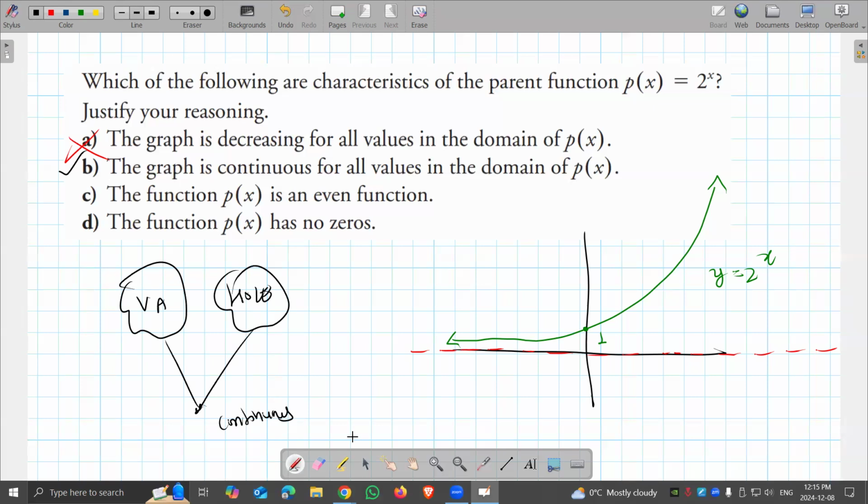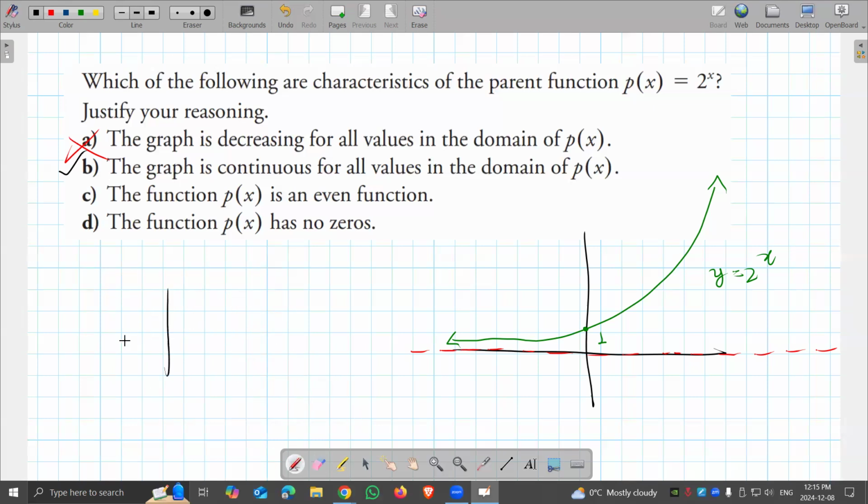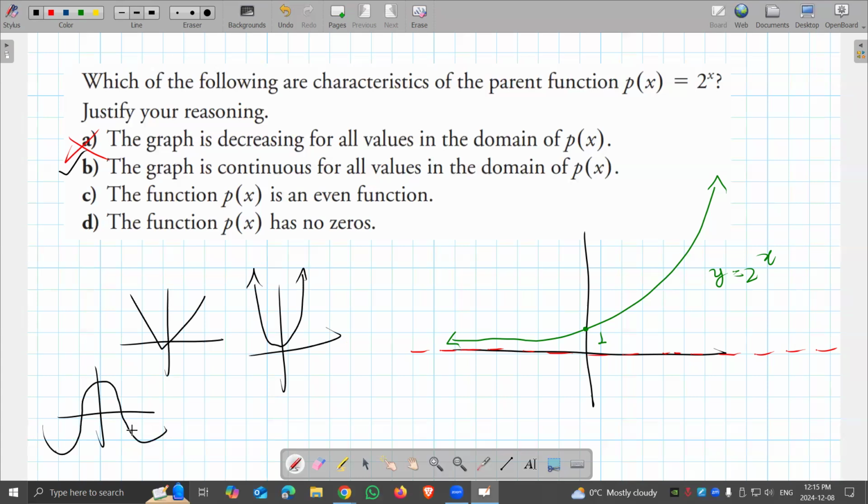C, the function p of x is an even function. Remember what an even function is? An even function is like the absolute value function or x squared. An even function is perfectly symmetrical on the y-axis. So when you flip it on the y-axis, nothing changes. That's an even function. Is this an even function? No.